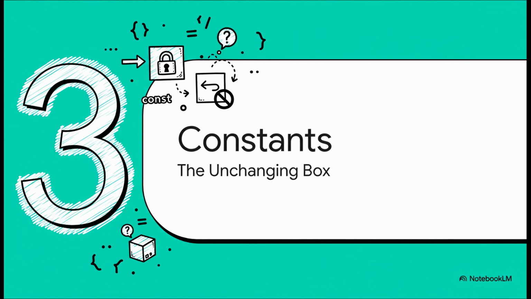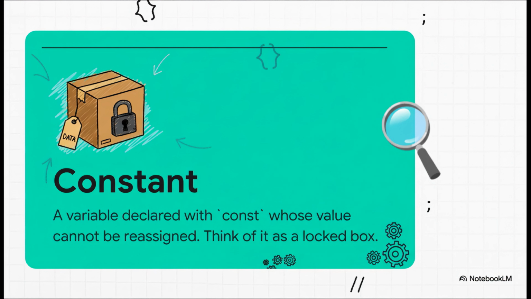So we've been talking all about these changeable boxes. But what about when you have a piece of information that you never ever want to change, like say your date of birth? For that, we have a special kind of box. It's called a constant, and we make one using the keyword const instead of let. You can think of this as a box where the second you put something inside and close the lid, it's permanently locked. You can look through a little window to see what's inside, but you can never, ever change it.